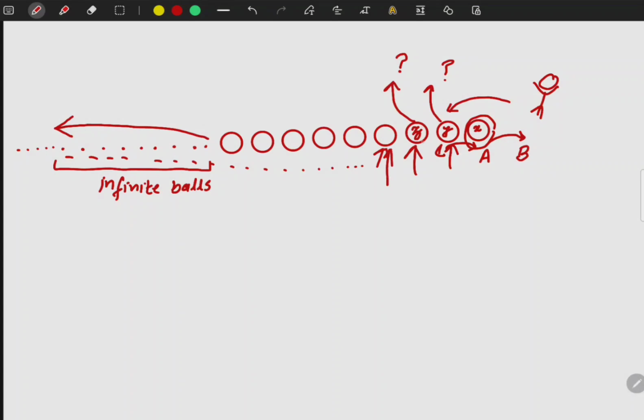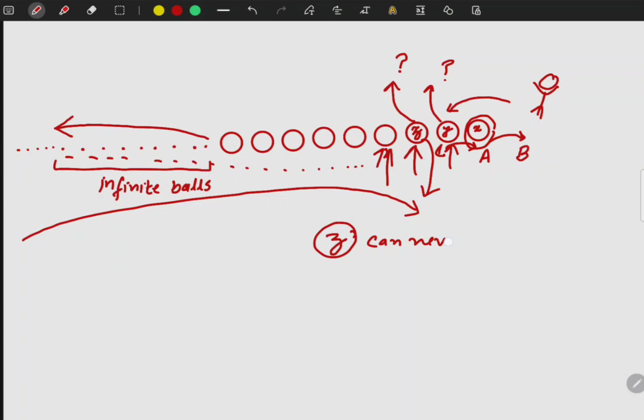Now, if we analyze this ball Z, for ball Z to move, infinite movements should occur, an infinite number of balls should move, and only then can ball Z move. And we know that infinite movements can never be passed or completed. Therefore, in reality, ball Z can never move.